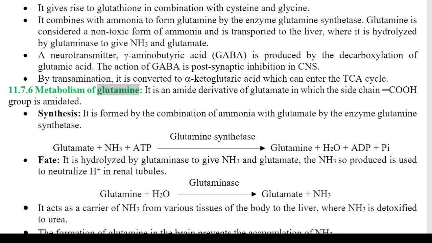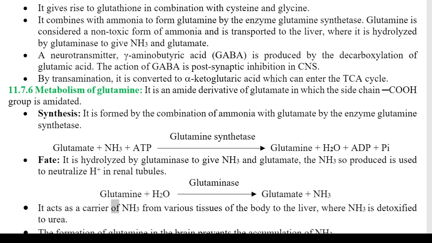11.7.6 Metabolism of glutamine. It is an amide derivative of glutamate in which the side chain COOH group is amidated. Synthesis. It is formed by the combination of ammonia with glutamate by the enzyme glutamine synthetase. Glutamine synthetase: glutamate plus NH3 plus ATP gives glutamine plus H2O plus ADP plus Pi. Fate. It is hydrolyzed by glutaminase to give NH3 and glutamate. The NH3 so produced is used to neutralize H+ in renal tubules. Glutaminase: glutamine plus H2O gives glutamate plus NH3.